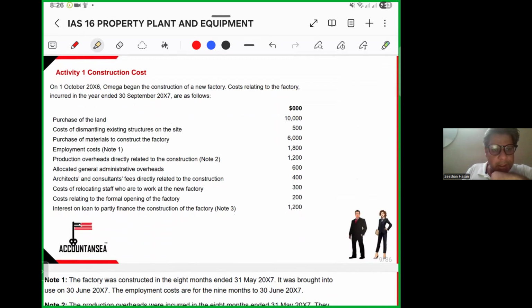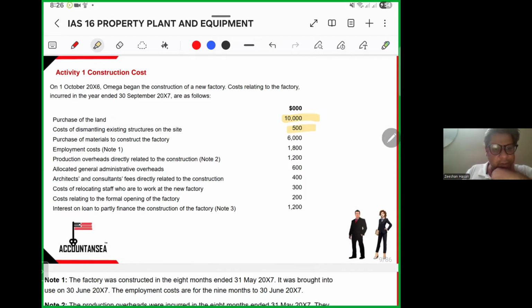Now, we have the example. That is our activity one, construction cost. On 1st October 2006, Omega began the construction of a new factory. Costs relating to the factory incurred in the year ended 30th September 2007 are as follows. Purchase of the land, 10,000. Cost of dismantling existing structures on the site, 500.